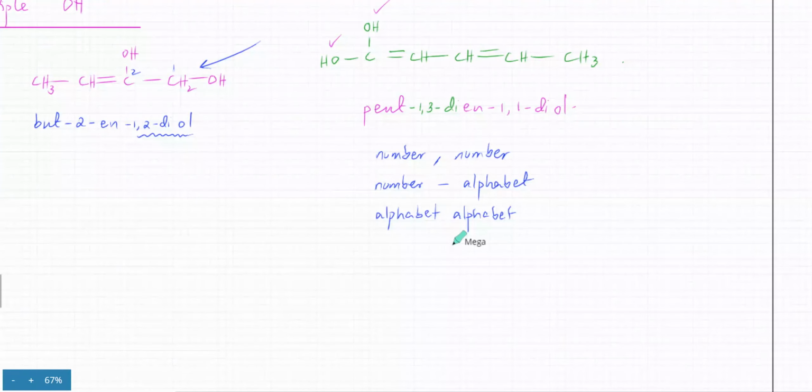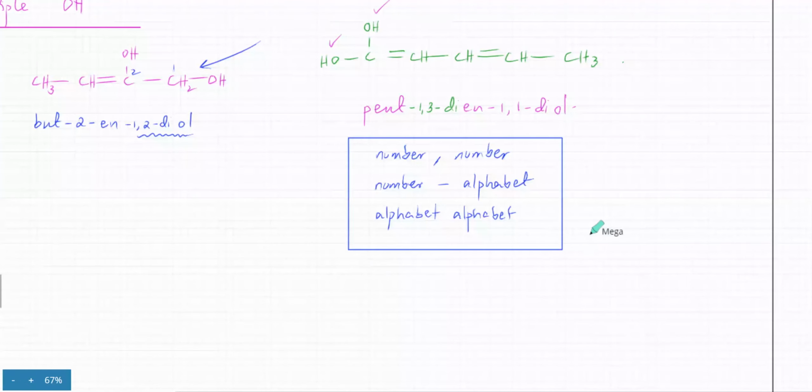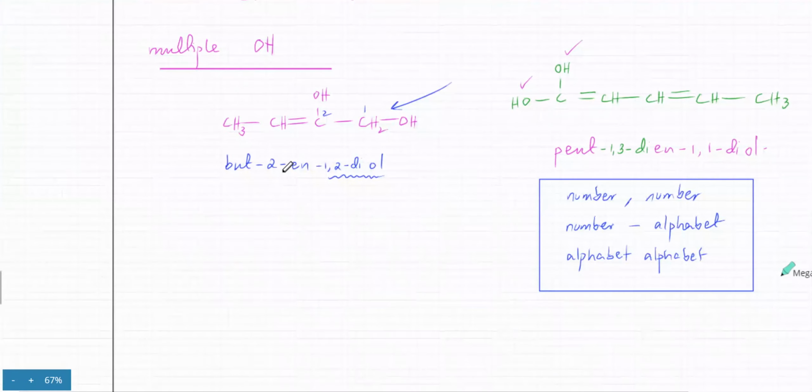Is this rule clear? If it's an alphabet and then a number, there's also a dash. Alphabet, number, alphabet, there's always going to be a dash between them. The same thing is happening over here as well. Number, with alphabets on both sides, so there's going to be a dash. But if you have two numbers together, there's going to be a comma between them. And with di and ol, no spaces, they should just be put together.